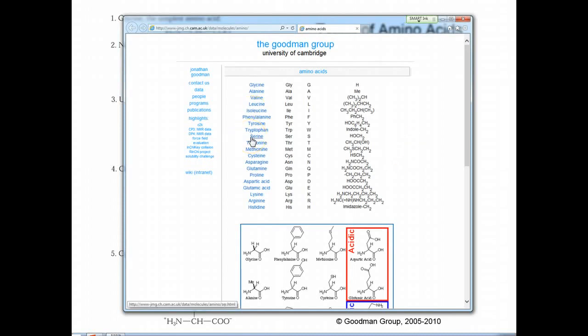Just go over the amino acids, and I neglected to do this because most of these you should be familiar with or have heard of. Okay.